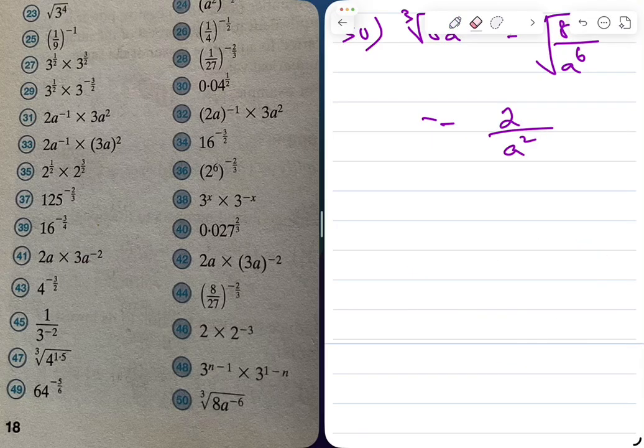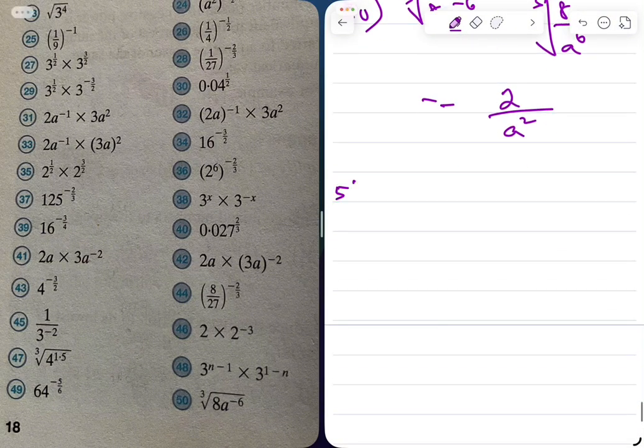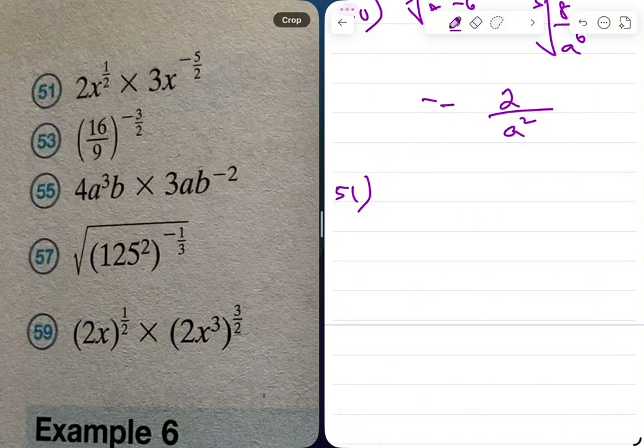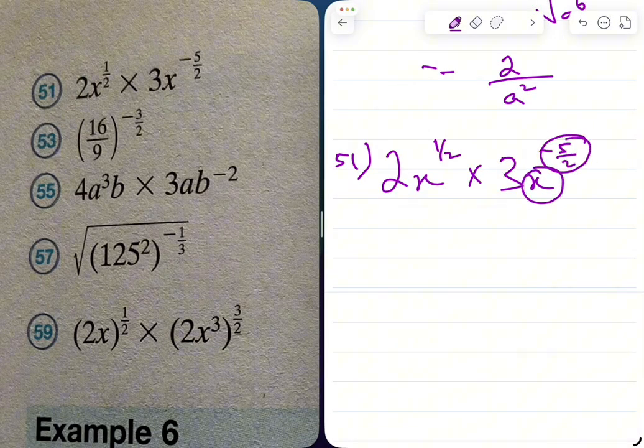We go to the next one, which is number 51. Number 51, that's on the next page. Let's say that 2x raised to the power 1 over 2 times 3x raised to the power minus 5 over 2. Take note, this power is only for the x here, and this power is only for the x here.